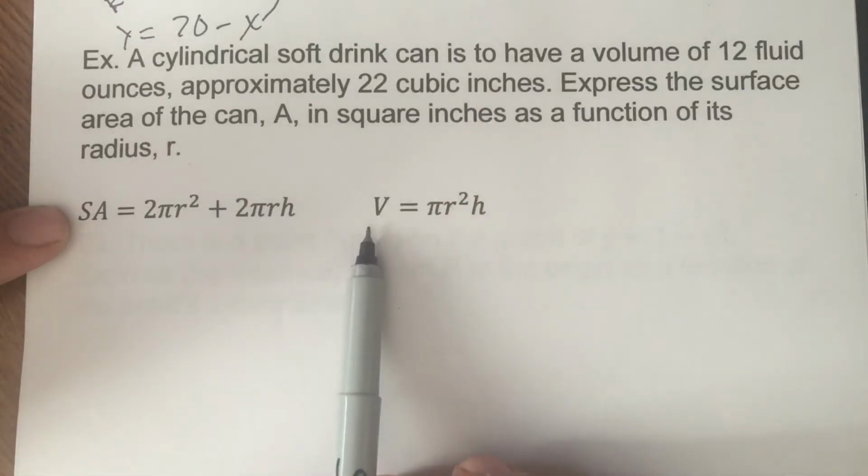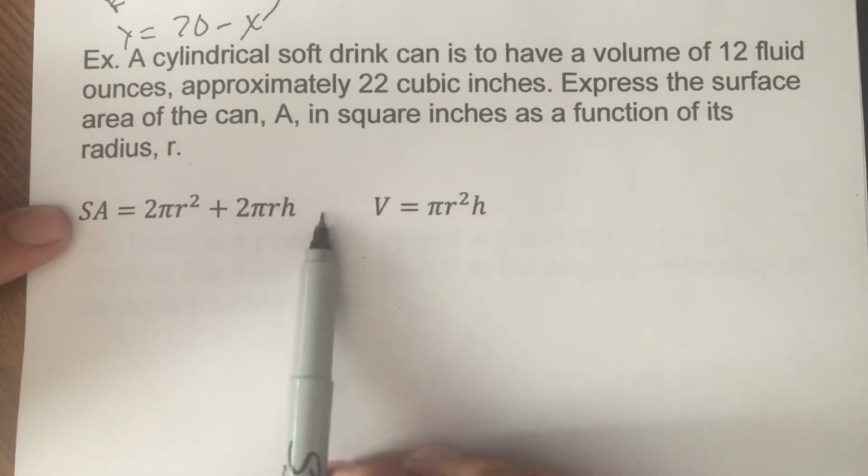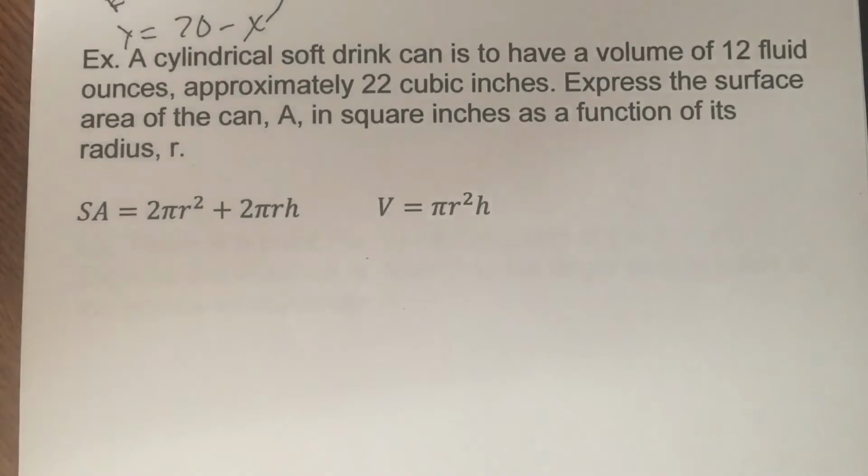We can put that in for volume and solve for h so that we can sub that in here for the h and only have r's because we want to have it in terms of r. Because we only want one variable here. The more variables you have, the more unknowns you need to find. So we're going to try to narrow this down.